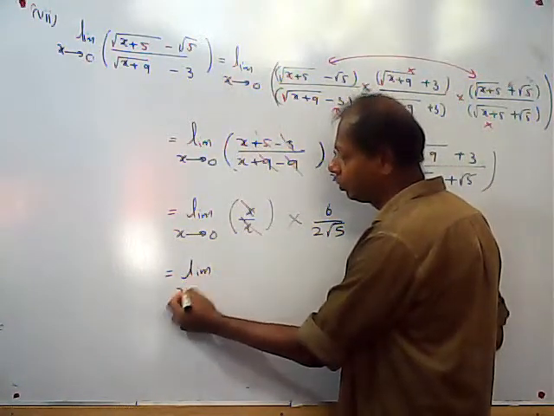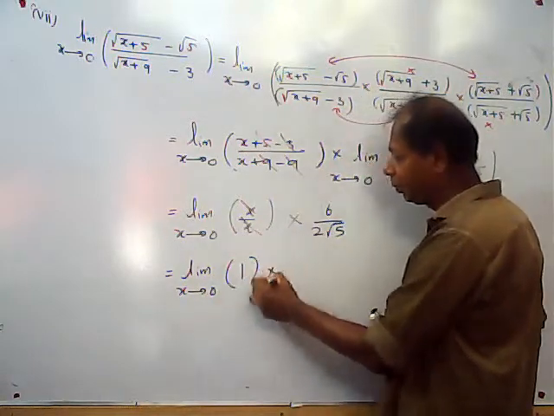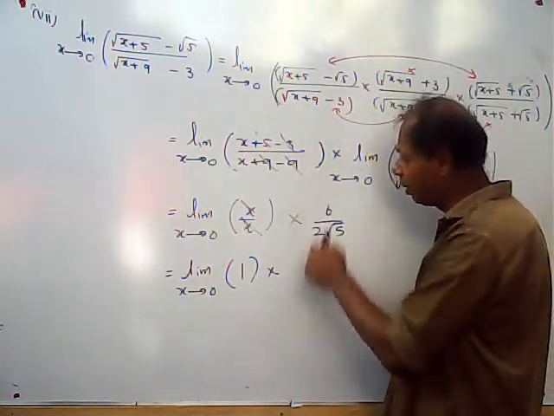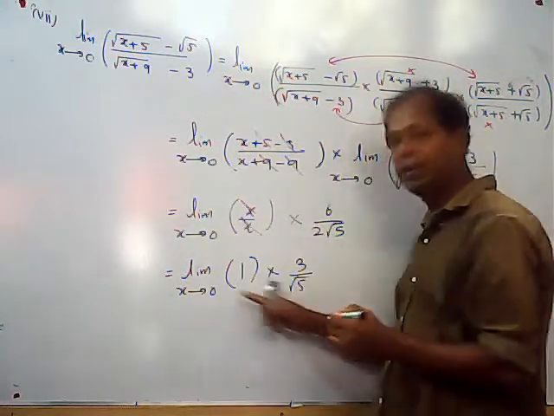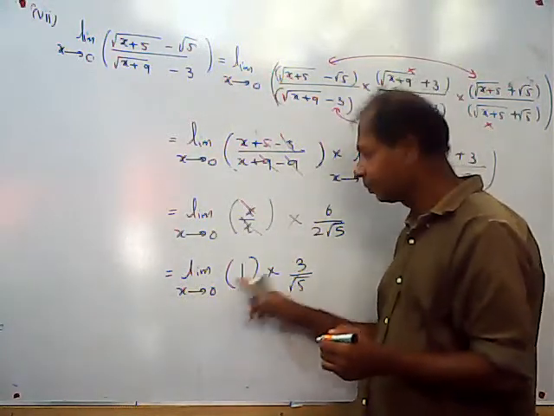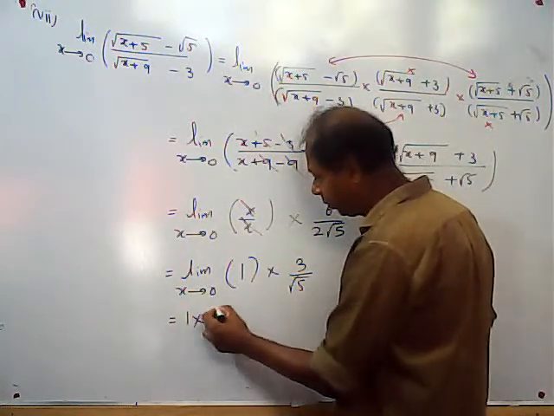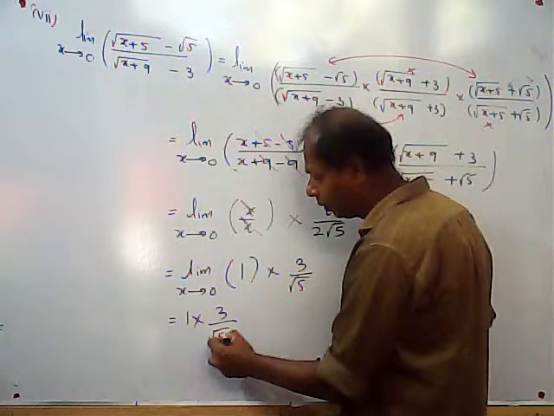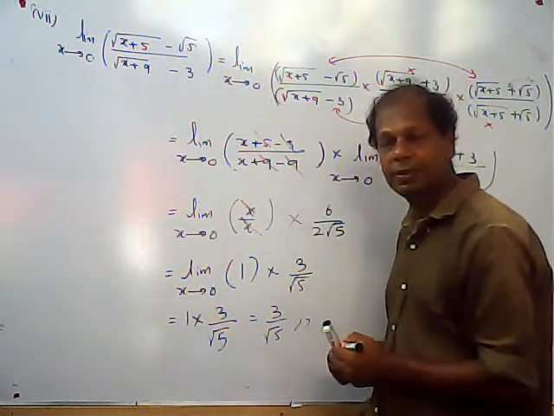Limit as x goes to 0. That will be just 1 into, we can simplify this a bit, dividing it by 2, that will give 3 over root 5. So here the limit is, wherever x goes, it will be 1. 1 into 3 over root 5. So the answer is 3 over root 5. This is the answer for the second.